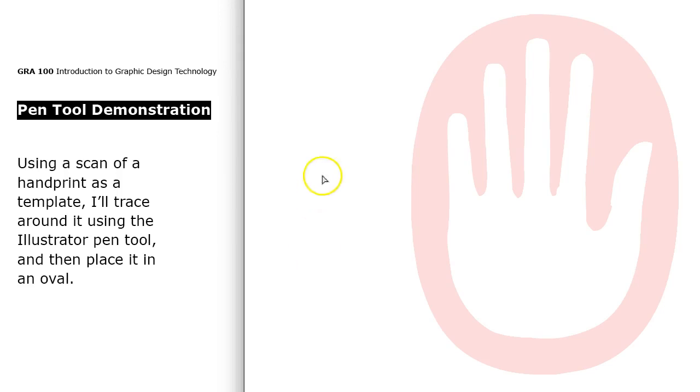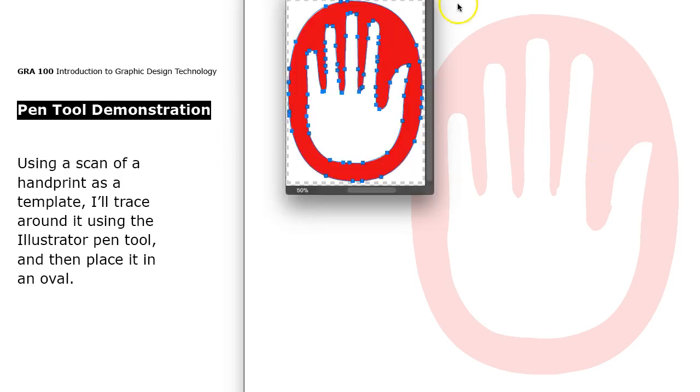I'm going to use a scan of a handprint as a template, and then I'll trace around it using the Illustrator pen tool, and then I'll place it in an oval. My objective is to get two sets of paths, one around the perimeter of the oval and then one around the perimeter of the hand.